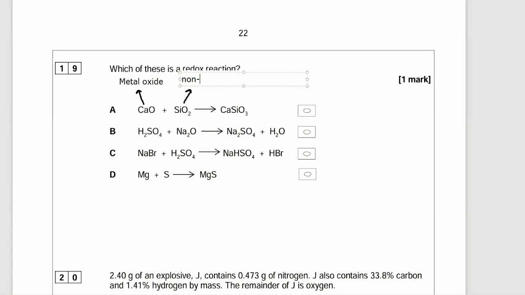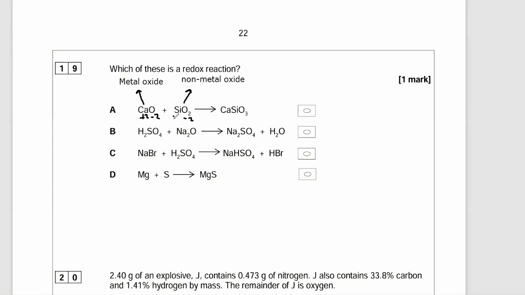And then we can go ahead. So I definitely know it's not redox. This is a neutralization reaction forming calcium silicate. But what we can do is just check out the oxidation states, and that will tell you if they don't change, it's not a redox. Calcium's +2 in calcium oxide, the oxygen's -2.